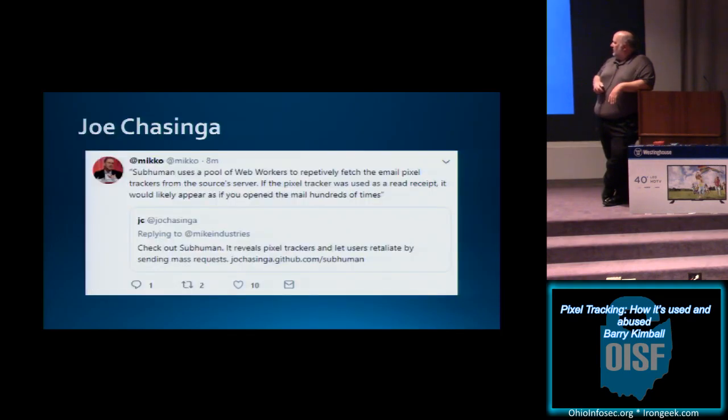And these were the plugin slowdowns. More recently, Matt turned me on to this a couple days ago: a gentleman, Joe Chasinga, has created a new tool called Subhuman, which scans your system for incoming pixel calls and then anonymizes and bombards that site with several thousand calls from around the world, querying that email pixel tracker. I found it an interesting solution to mess with people who are tracking you on the back end of your emails.